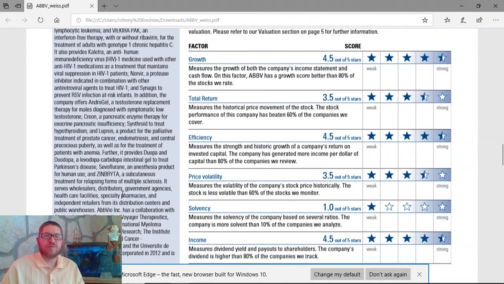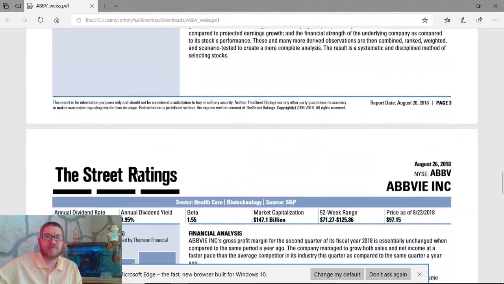As you can see here as well, on the factor scores, growth 4.5 out of 5, total return 3.5 out of 5, efficiency 4.5 out of 5, price volatility 3.5 out of 5, solvency 1 out of 5, and income 4.5 out of 5. So that's also indicating that it's a strong buy as well.